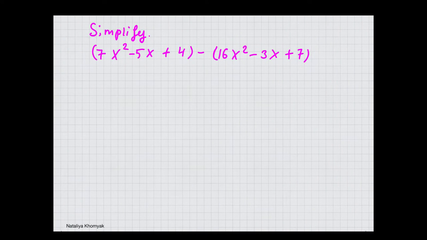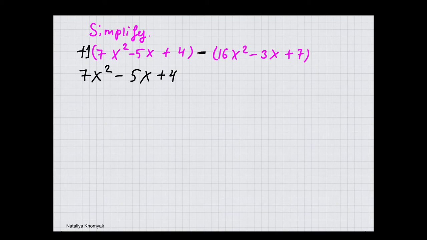In this problem, first parenthesis is positive. The second parenthesis is negative. So we're going to distribute +1. Multiplying by +1 preserves everything. So we can just remove the first parentheses as is. So we have 7x to the second minus 5x plus 4.